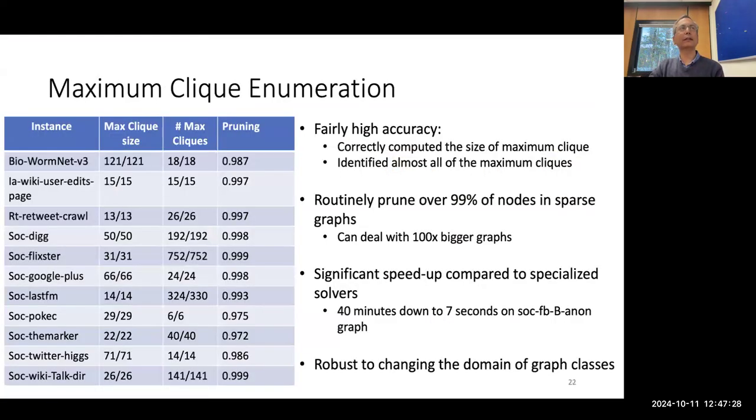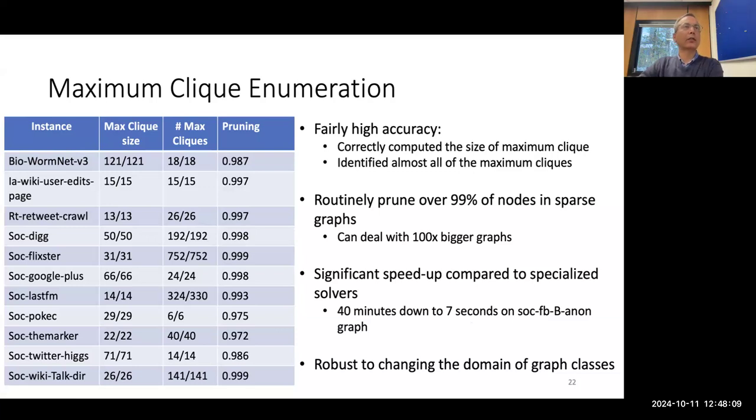So let me move on to the results. The first thing that I want to show you is the problem of maximum clique enumeration that I pointed out earlier. This is a problem where we want to find all the maximum cliques in a graph. And what we see here is that with some very simple statistical features, this Learning-to-Prune framework is able to prune over 99% of the nodes in these sparse social network graphs that are part of the benchmark suite for this problem. And this then results in a significant speedup. For example, on one particular graph, we got down from 40 minutes to 7 seconds.